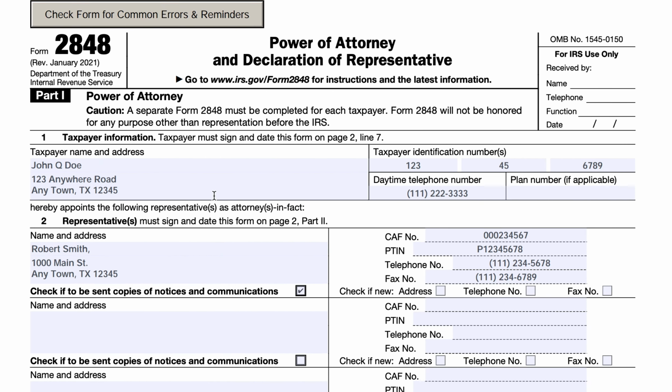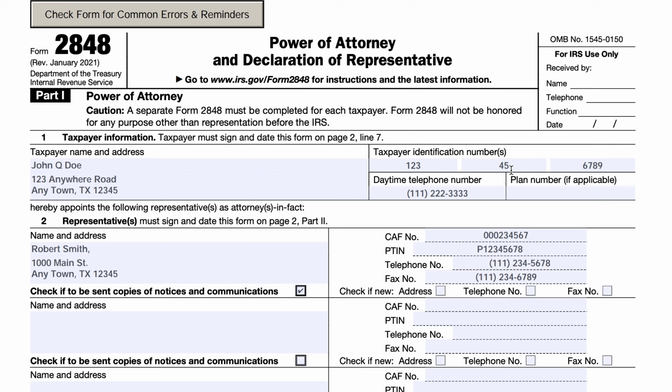Let's go ahead and start with the top of the form. The power of attorney is the part that you as the taxpayer would likely have some role in. For taxpayer information, you will enter the taxpayer name and address up here, as well as your tax ID number. This can be a Social Security number. This can be an ITIN, or individual taxpayer identification number. It can be an employer ID number.